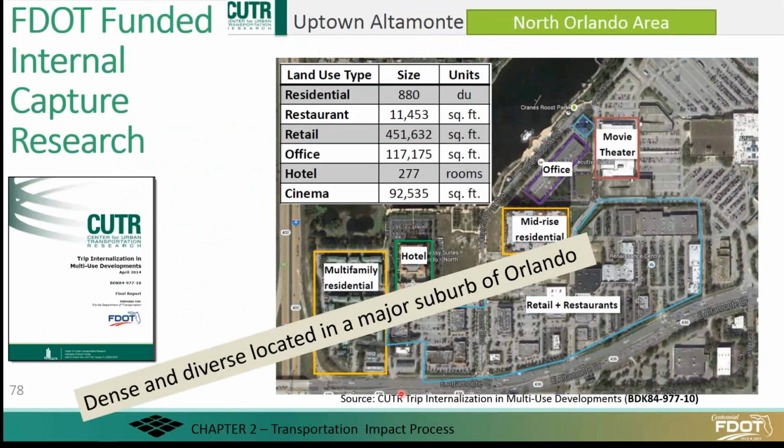All right, and the next one was Uptown Altamonte near Orlando. This one was dense and diverse, located in a major suburb of Orlando. As you can see, the individual land uses: multifamily residential, hotel, mid-rise residential, movie theater, and office. And as you can see, the sizes that they looked at in this multi-use development.